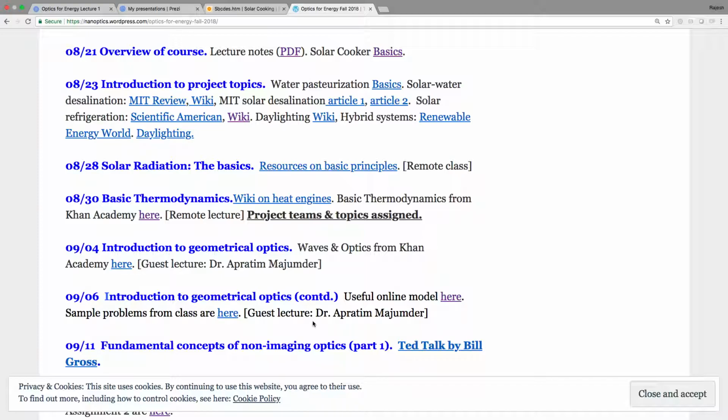Overview of the course. We'll talk about some solar cooker basics and some introduction. Thursday, we'll talk more about projects. The reason I want to do this early on is I want to go through some of the examples that we have typically done in previous years and give you some ideas to start thinking about what you want to work on during the semester.